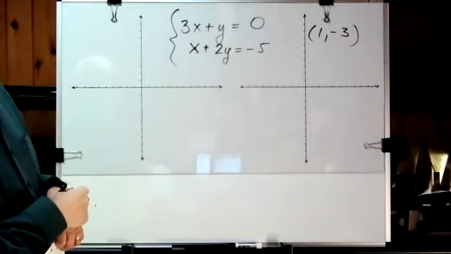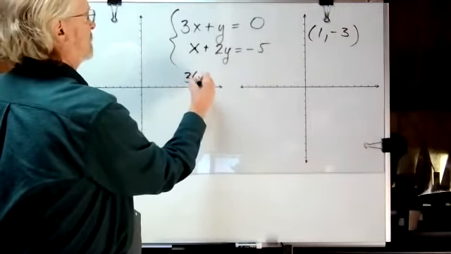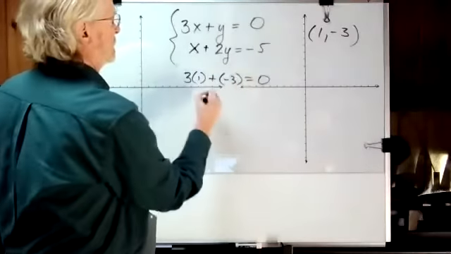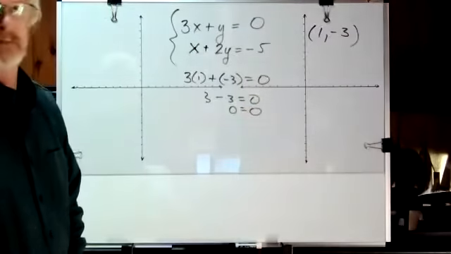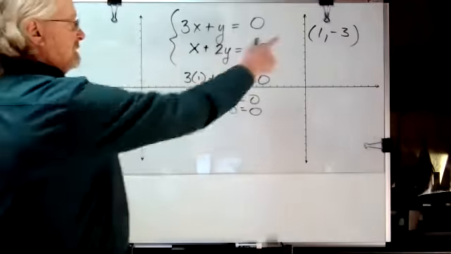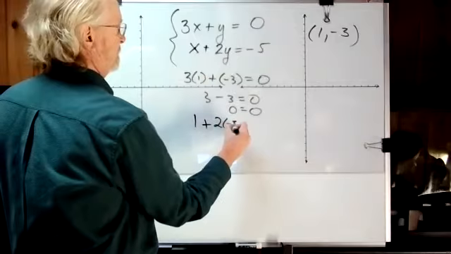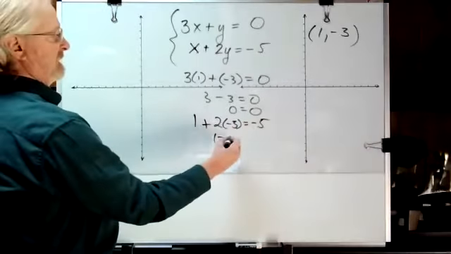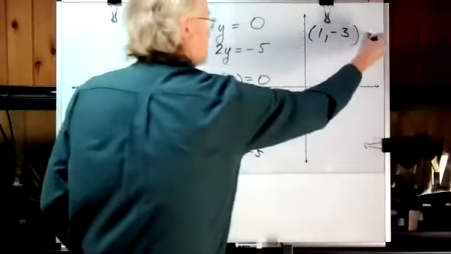All right, plug it into the first equation. What do I get? 3 times the 1 plus the -3. That's 3 minus 3. 0 equals 0. That works in the first equation. Plug it into the second equation. All right, so 1 plus 2 times -3. Does that equal -5? I get 1 minus 6. Yep, -5 equals -5. That one's a solution.